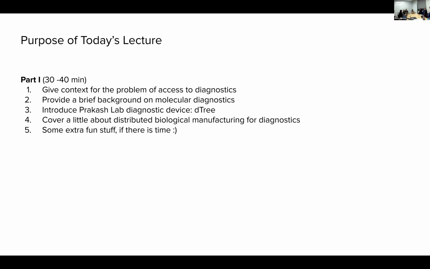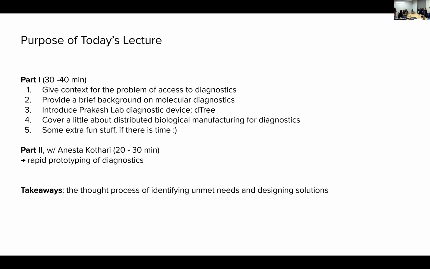And then in part two, Anesta, who I think you all heard from last week, is going to come in and talk about rapid prototyping of diagnostics and show some examples and versions of the D3 diagnostics. I think the takeaways are not necessarily specifically about molecular diagnostics, but more about the thought process behind identifying unmet needs and then designing solutions for those. As you all are starting to think about your projects and gathering your teams, this might be a good case study or example for you.